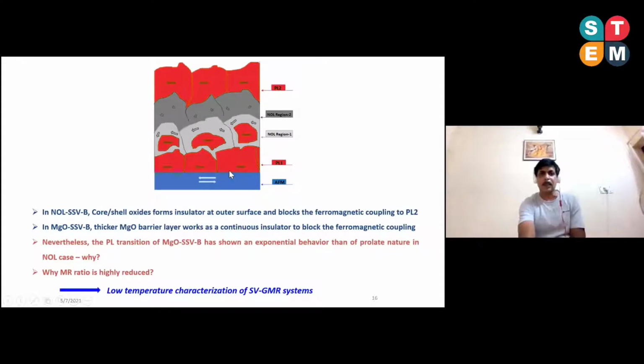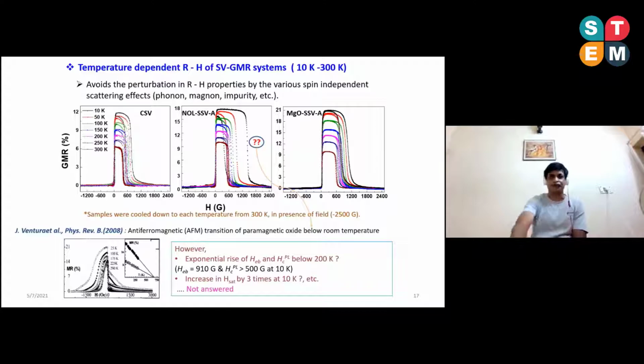When the insulator is much higher in thickness, we have observed slanted structures. Because MgO is a simple insulator, with these same MgO insulator structures we got an exponential behavior rather than the polarized nature seen in NOL. So NOL has slightly different behavior, and that is why the MR ratio is reduced.